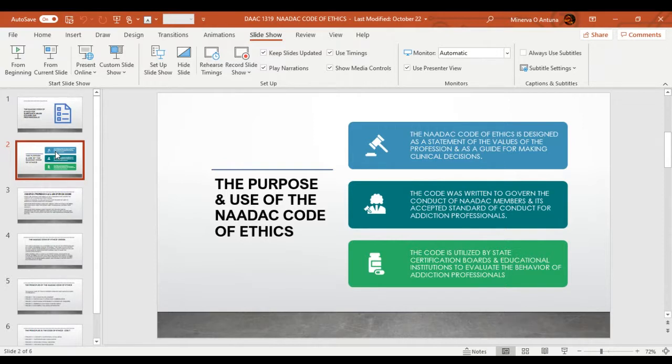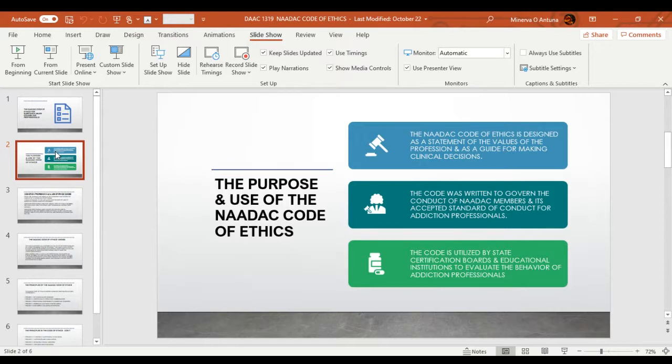And then the next thing is the code was written to govern the conduct of NAADAC members and is an accepted standard of conduct for addiction professionals. So they want to have something that's uniform. Every profession, as we said, is transdisciplinary, and has its particular specialty code of ethics belonging to its specialty field. But in this area, it's saying that anybody who works in this area needs to have the same standards for conducting themselves as addiction professionals.